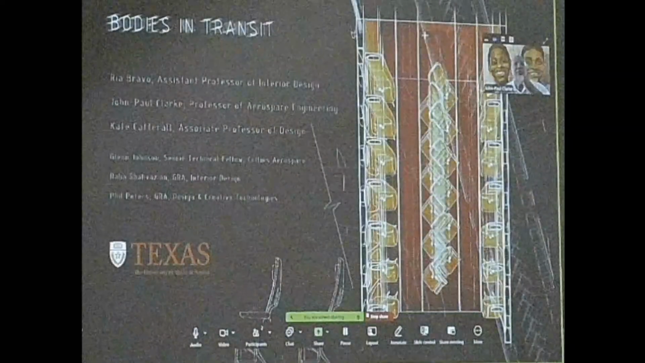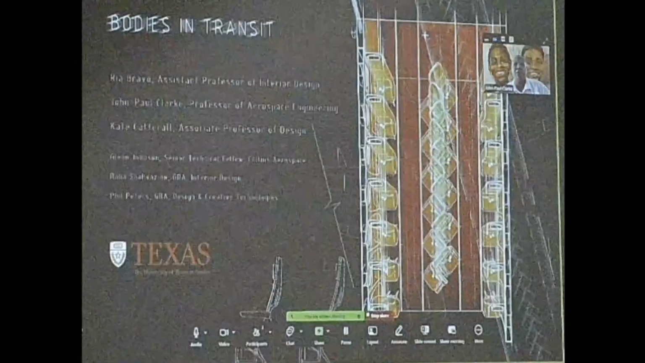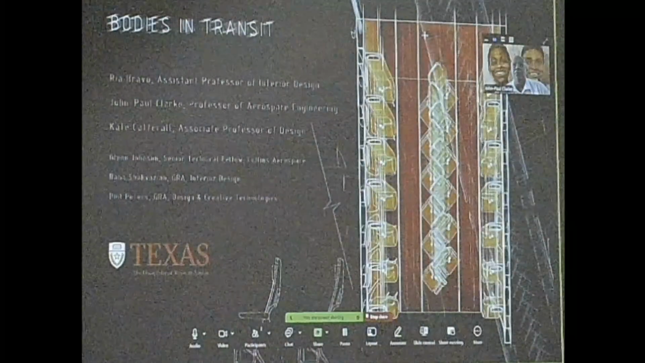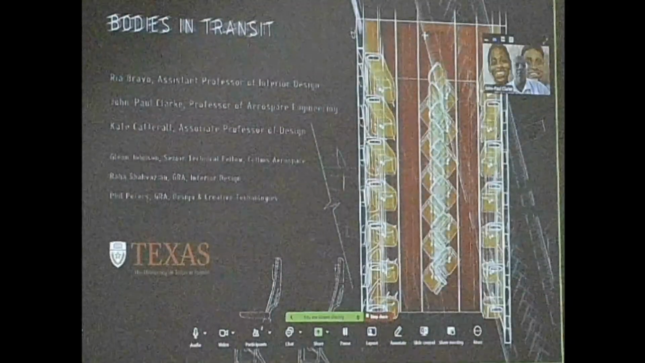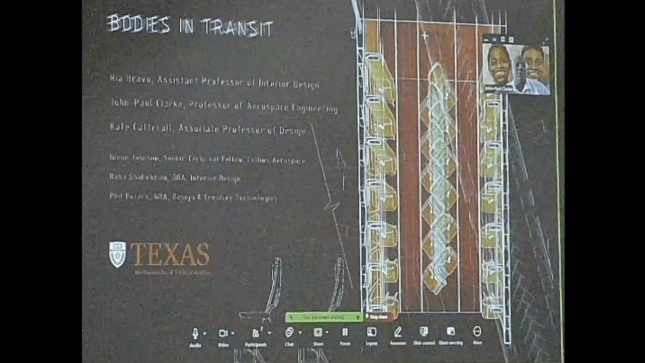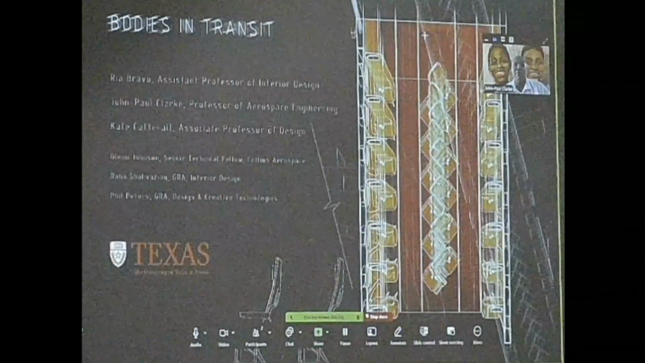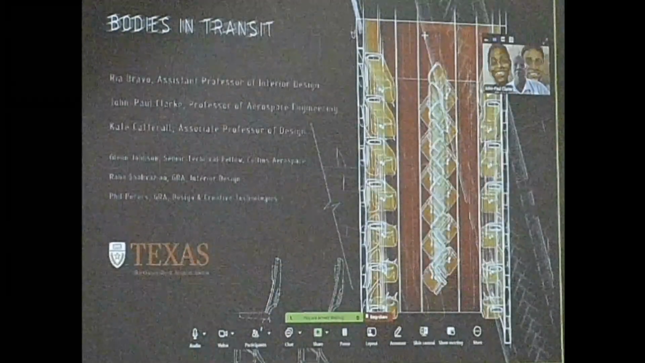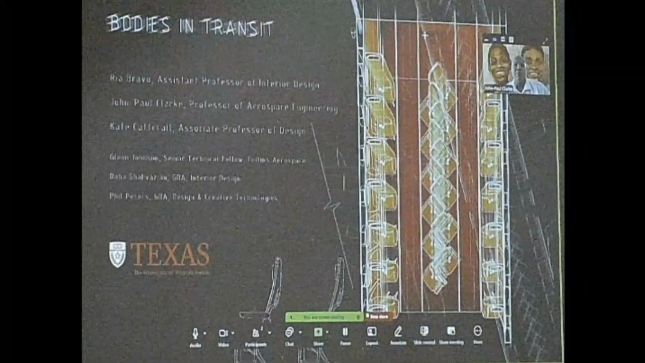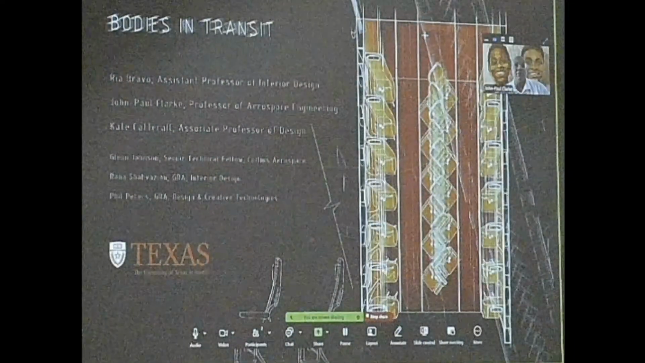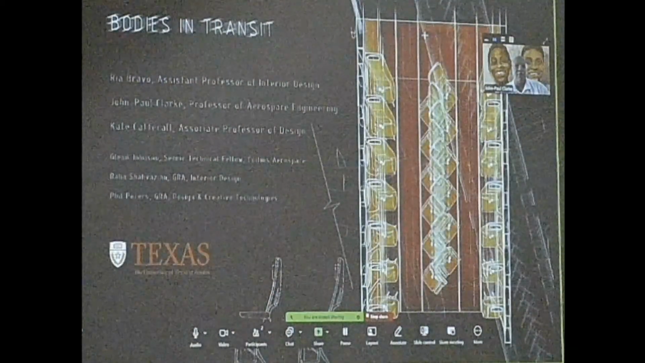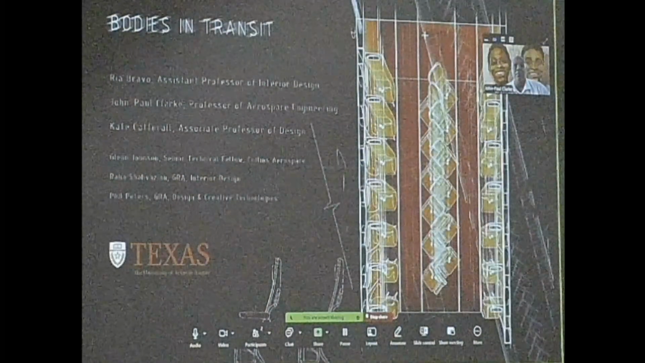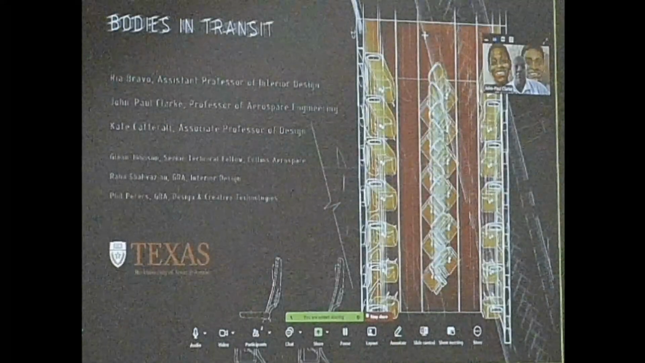So our design research project proposes a new typology of aircraft, asking how a redesign of its interior can offer a more comfortable, inclusive, and dignified experience. As Alan mentioned, the project was developed in collaboration with colleagues at the School of Architecture and the School of Design and Creative Technologies here at UT Austin, as well as with industry partners at Collins Aerospace.